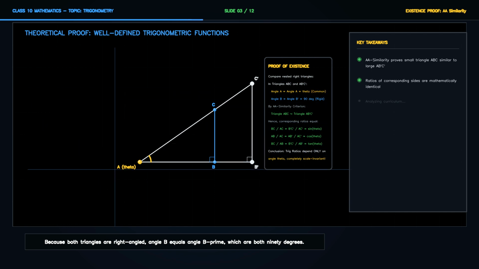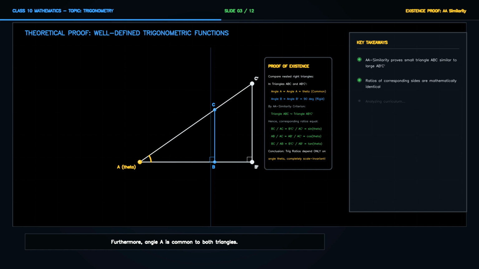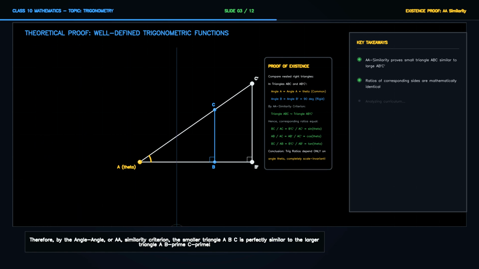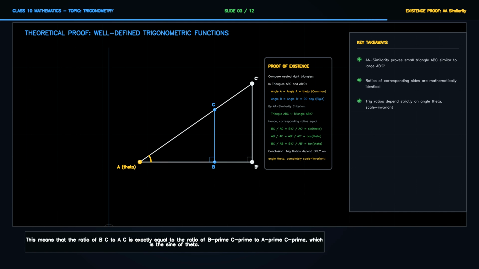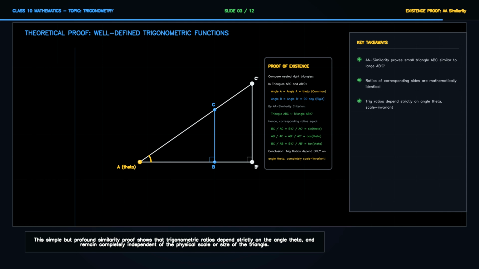Furthermore, angle A is common to both triangles. Therefore, by the angle-angle, or AA, similarity criterion, the smaller triangle ABC is perfectly similar to the larger triangle AB'C'. In similar triangles, the ratios of corresponding sides are strictly equal. This means that the ratio of BC to AC is exactly equal to the ratio of B'C' to A'C', which is the sine of theta. This simple but profound similarity proof shows that trigonometric ratios depend strictly on the angle theta and remain completely independent of the physical scale or size of the triangle.